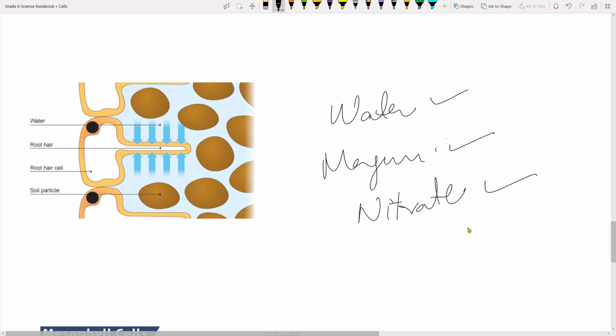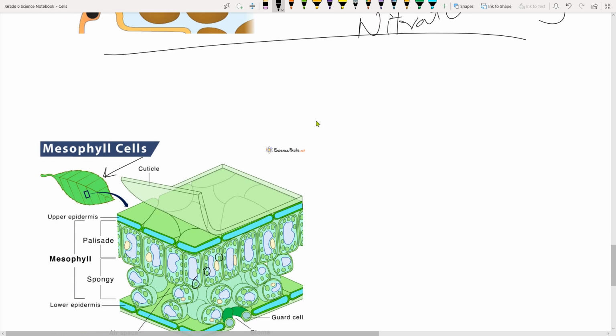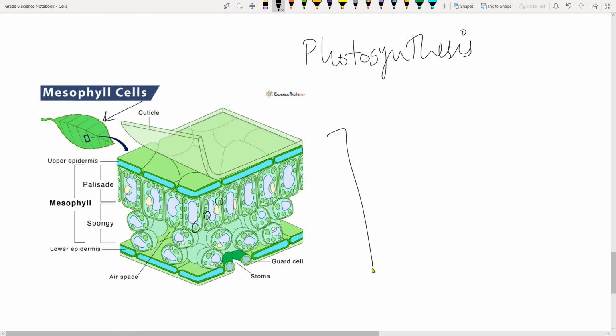Now this is just the basic understanding of this. You don't need to memorize these things, okay? Now the second one is the mesophyll cell, or the cell responsible for doing photosynthesis, right? Now, if you look at this, this is basically an organ, right?